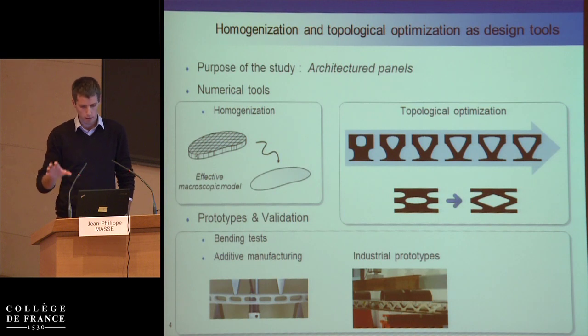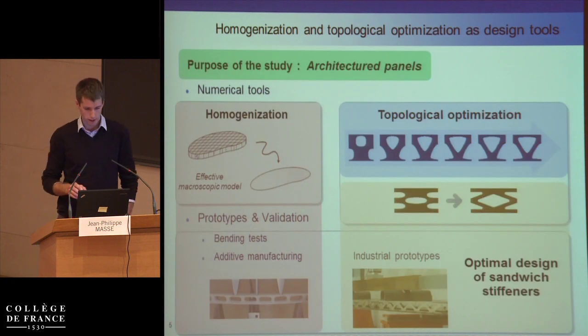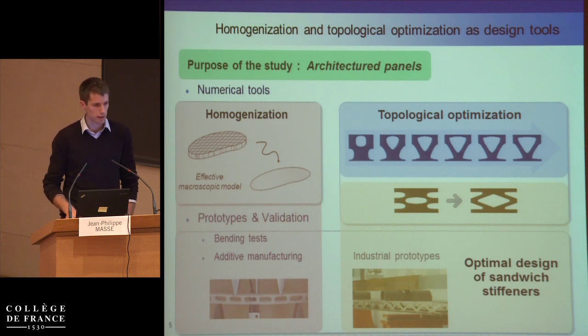So I'm going to present what I'm thinking about architecture panels, and then numerical tools, and of course some prototypes and validation. So my parts will be the four here: architecture panel, homogenization, topological optimization, and at the end an industrial case of such an approach.